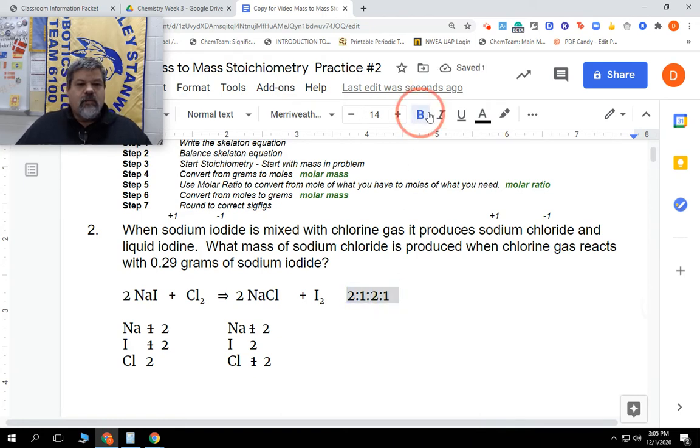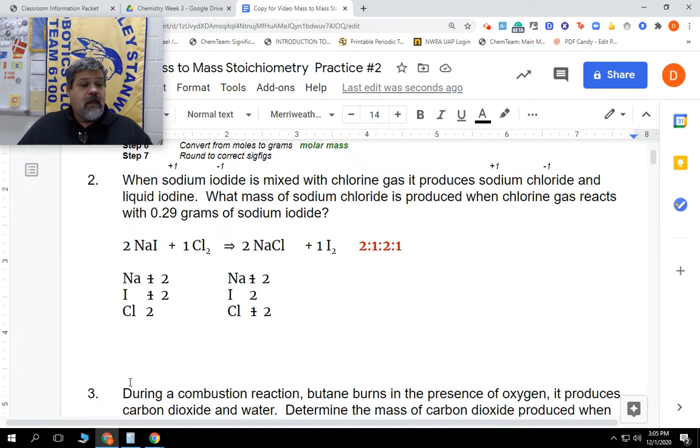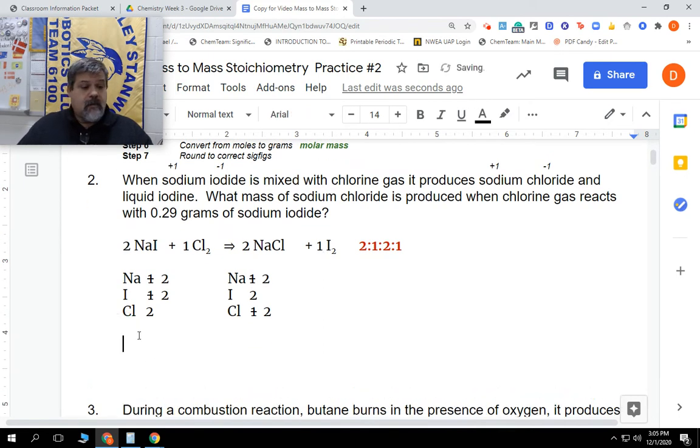I'm going to make that bold and make it nice and red so I can see it a little bit later. I could put the 1s in there if I wanted to. Okay, don't have to, but I could. I'll do that just to make it easy for us to know because we're going to need that when we do our molar ratio in the center. So let's go ahead and start our stoichiometry.